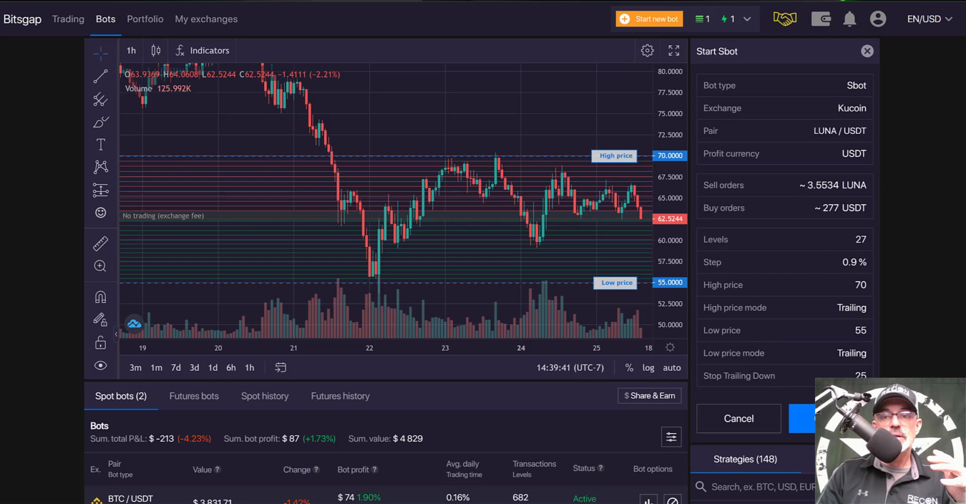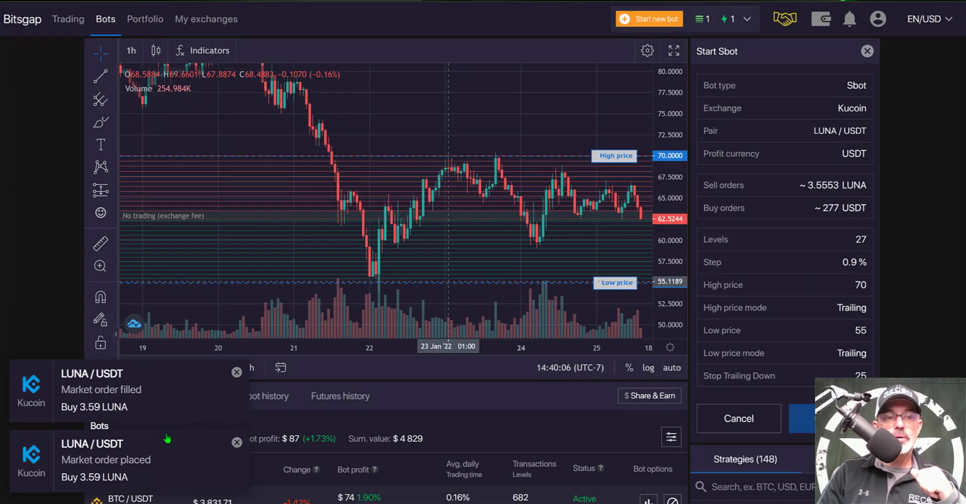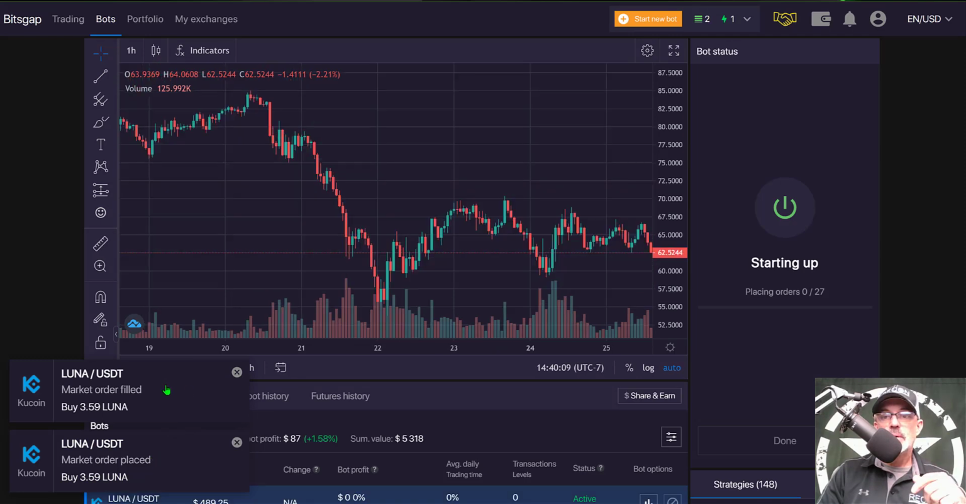So I click confirm, and I get a note that it's necessary to buy a little bit of Luna. Again, if the price goes straight up from when I deploy this bot, it needs to hold some Luna to sell. So I'm perfectly fine with it buying. So yes, buy. Market order placed, market order filled. The bot is starting up.